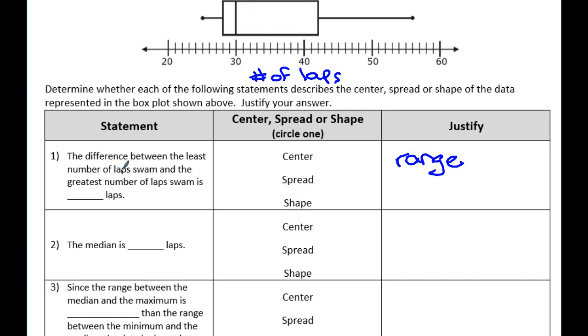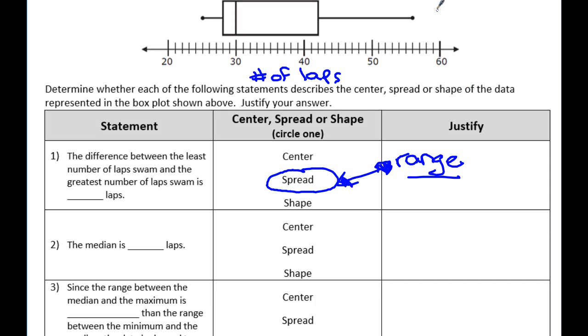The least number of laps and the greatest. We're talking about the whole plot. So it's the regular range, high minus low. And is that going to be describing the center, the spread, or the shape? The spread, isn't it? The range describes the spread, how spread out the data is.